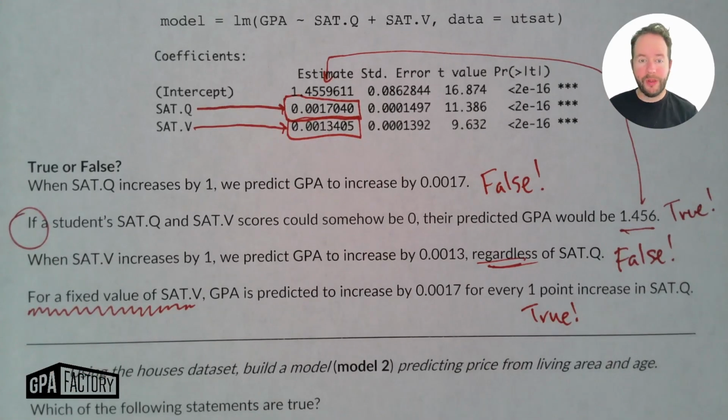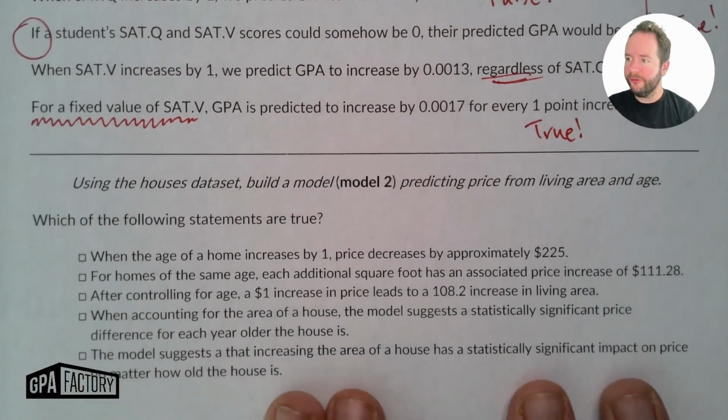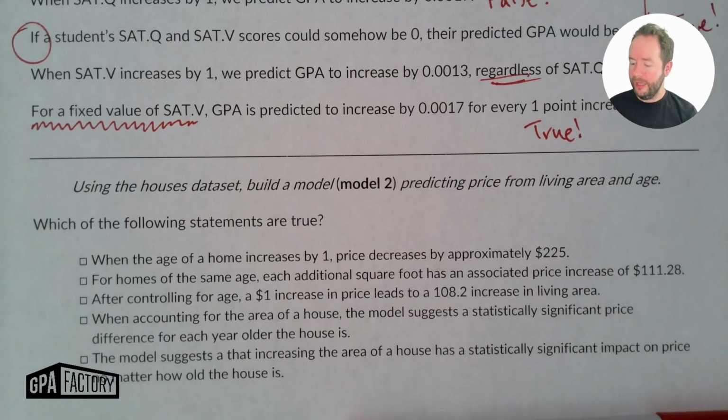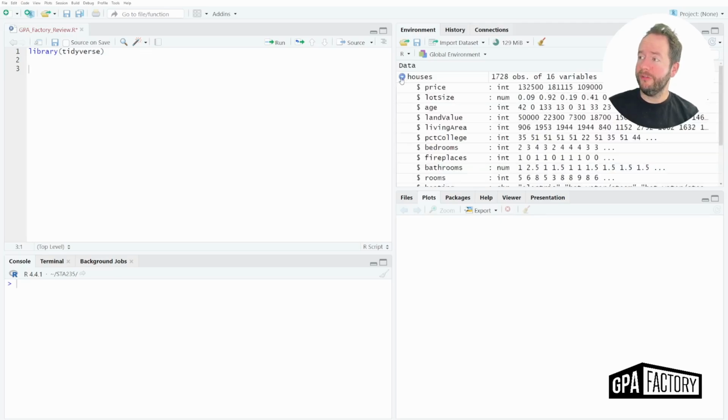Let's do another example where we're actually going to dive into some RStudio. So this question says, using the houses data set, build model 2 predicting price from living area and age. I'm going to jump into RStudio. I've got my houses data set imported. I'm even going to click the arrow next to houses just to make sure I'm seeing all the predictors that I'm going to be using. Model 2 says predict price from living area and age.